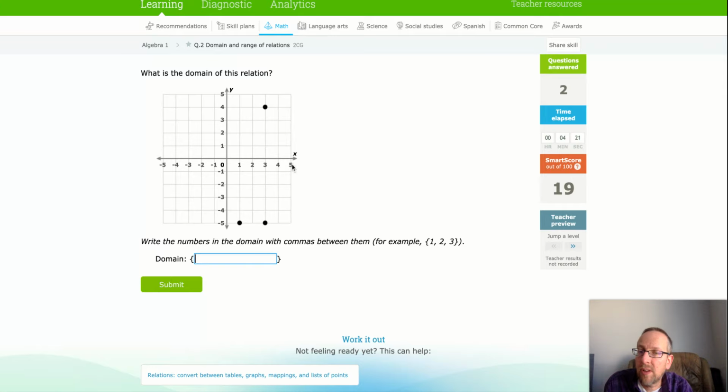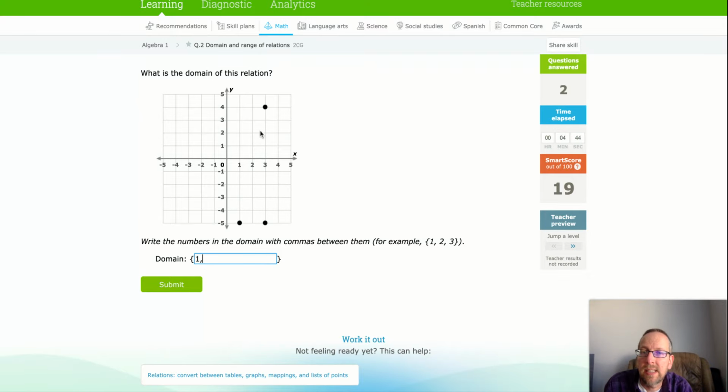Again, here's another one where they're giving you the graph, and it's asking for the domain. Now again, the domain is the x values. So as I go to the points, I work my way left to right across the graph. That gets me my smallest domain value first, which is this 1. This is the first point I come across as I work to the right, and it has an x value of 1.